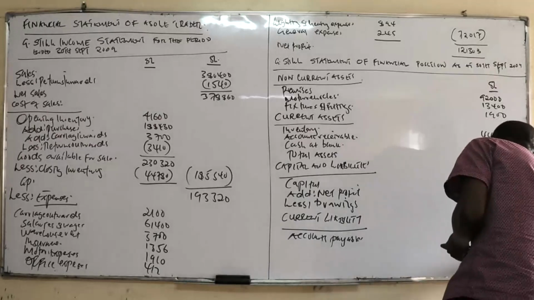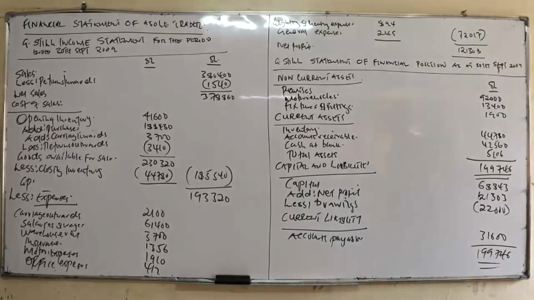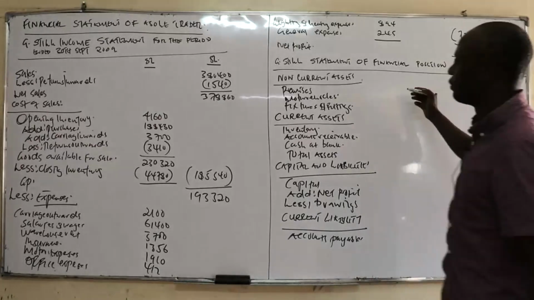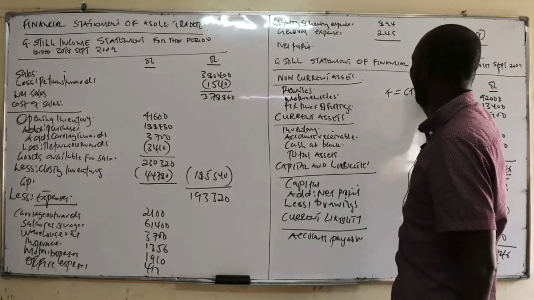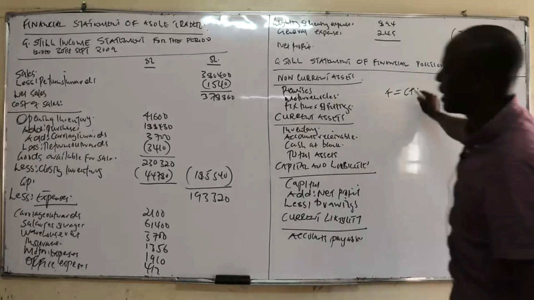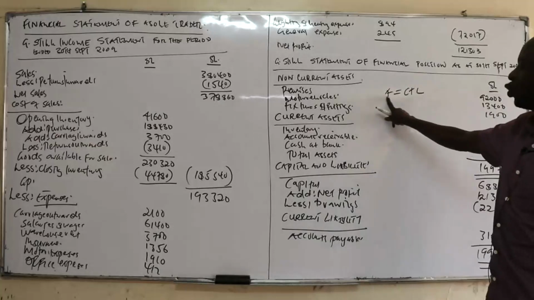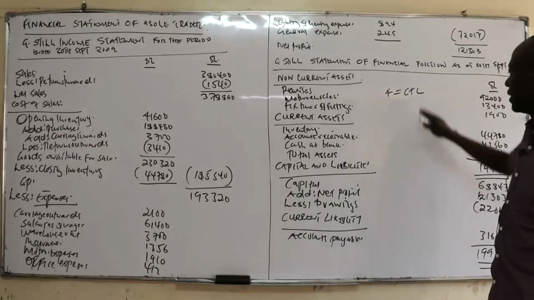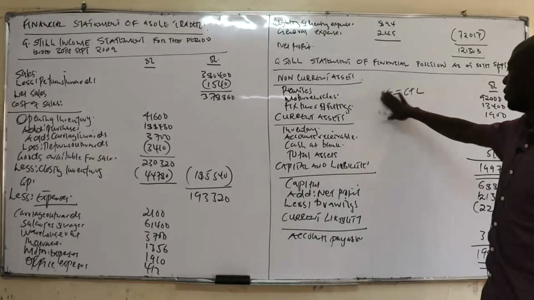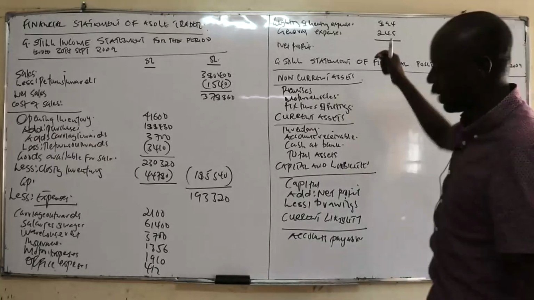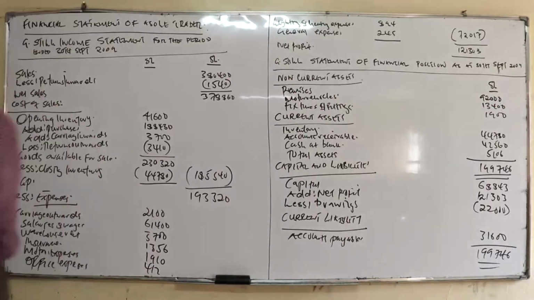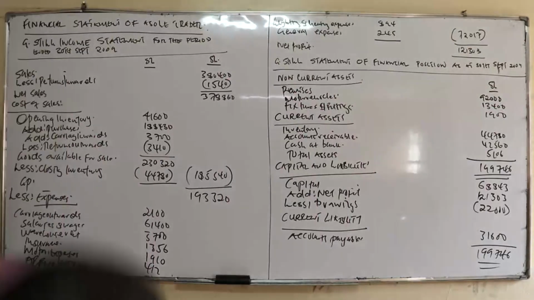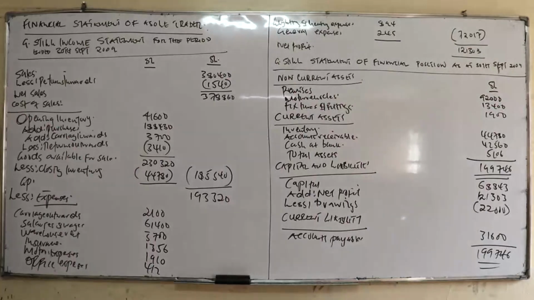199,746. Always your total assets should follow the accounting equation, which says assets equal capital plus liabilities. So when you add capital plus liabilities, it should always be equal to the total assets. That is the format or outlay of the statement of financial position. So that is how we make the income statement.